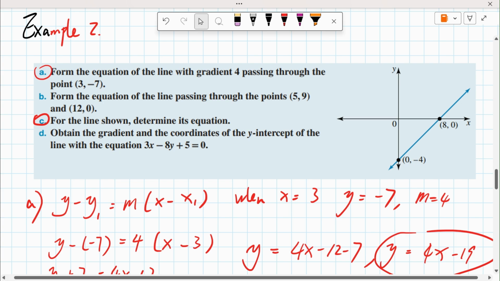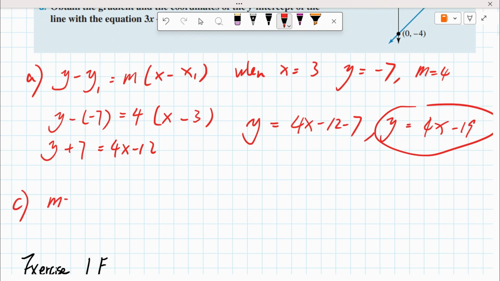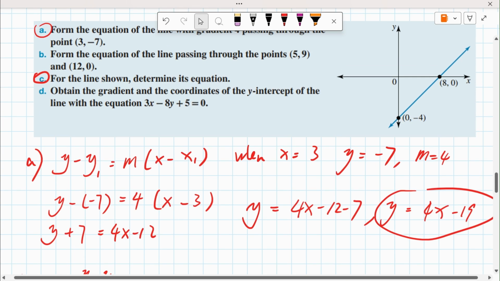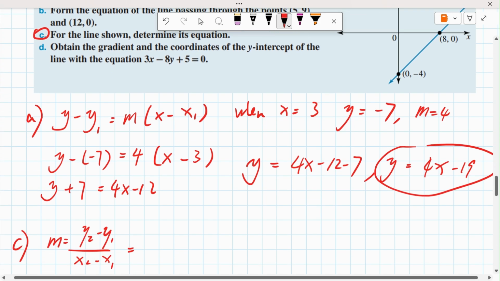Another thing we can do is question C. First, we have (8, 0) and (0, -4). We're going to try to find an equation. So we need to find m equal to y2 minus y1 divided by x2 minus x1. Before we start, you need to know which form you need to use for the specific question. For this one, we can start with finding the gradient.